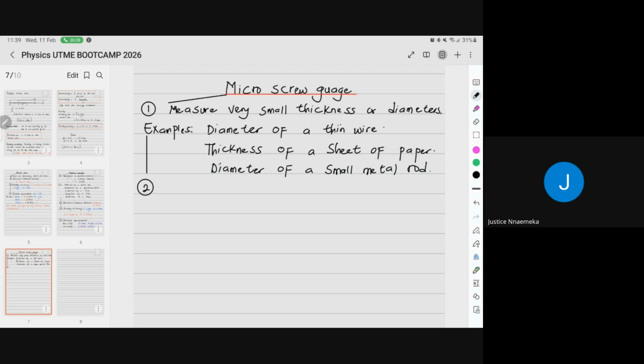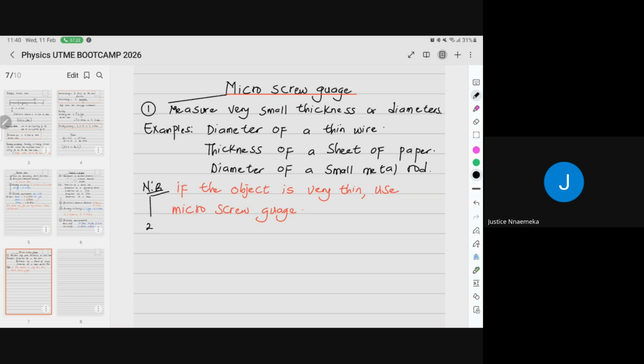Now, the next variable we should talk about, in summary, let me just write this. In summary, NB, if the object is very thin, just make use of what? Your micro screw gauge. All right, so that's for the kind of things you can measure with it.